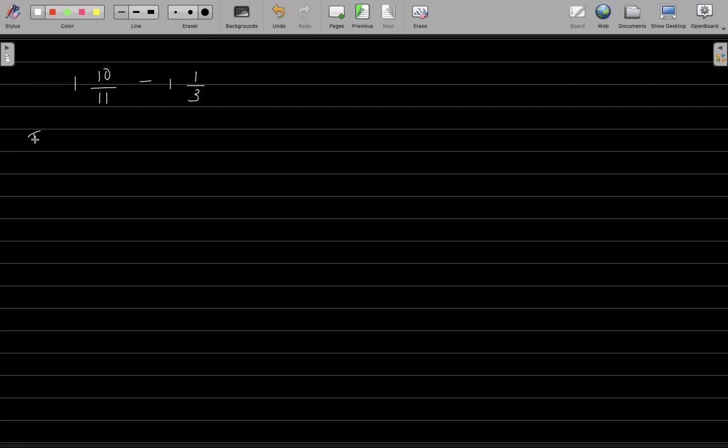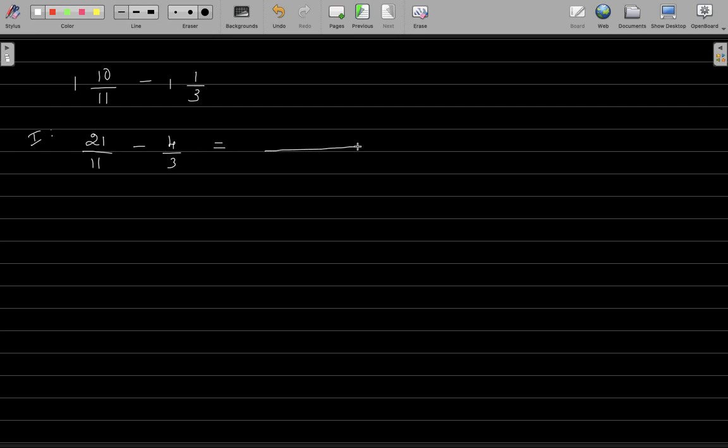Now using the first method, we're going to convert them to improper fractions. So 11 times 1 is 11. 11 plus 10 is 21. So it is 21 by 11 minus 3 times 1 is 3. 3 plus 1 is 4. So this should be 4 by 3.